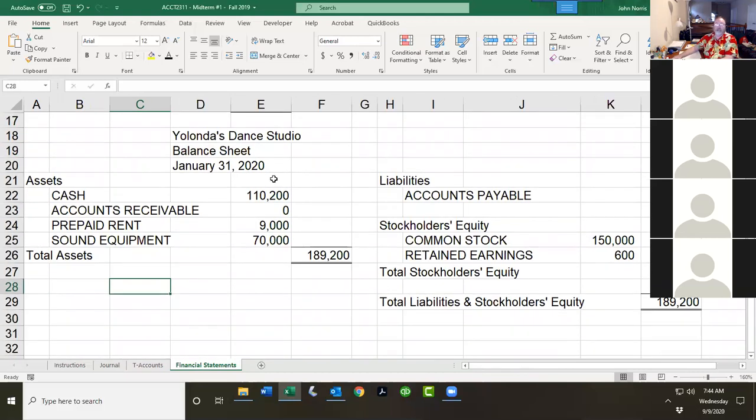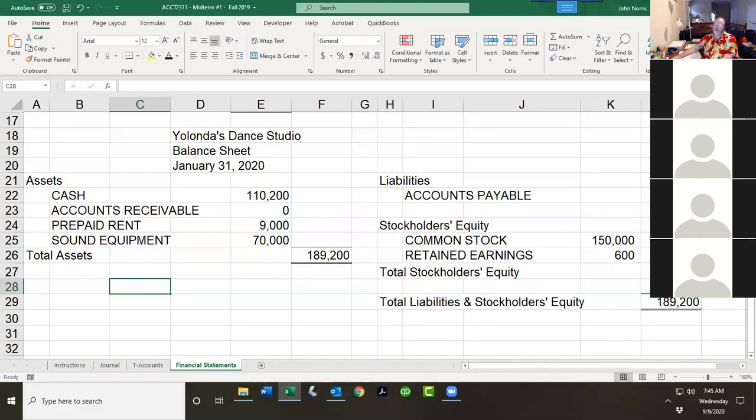The balance sheet is not measuring activity, so it is just as of January 31st, or just the date. So we had a balance of $110,200 in cash, 0 in accounts receivable, and you could omit that line. You could just leave that line off. My model has it there because in some versions of this exam, there is a balance in accounts receivable. Prepaid rent has the $900 and sound equipment with $70,000. The total of those 3 assets is $189,200.